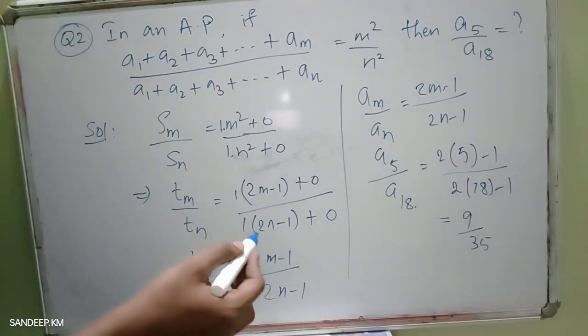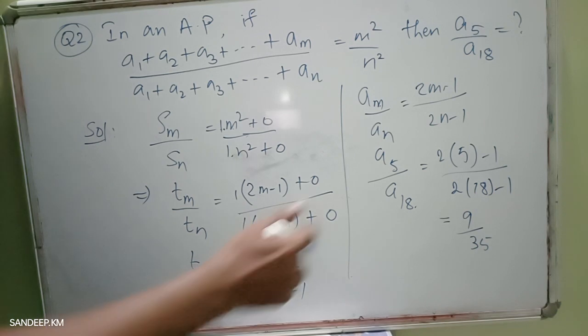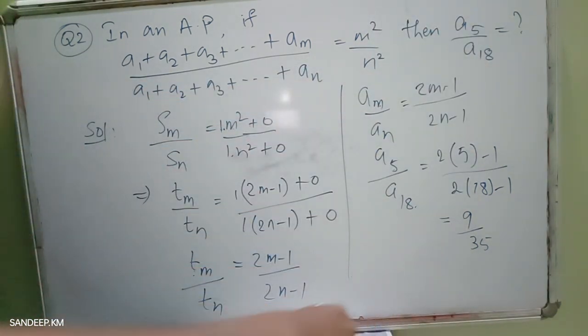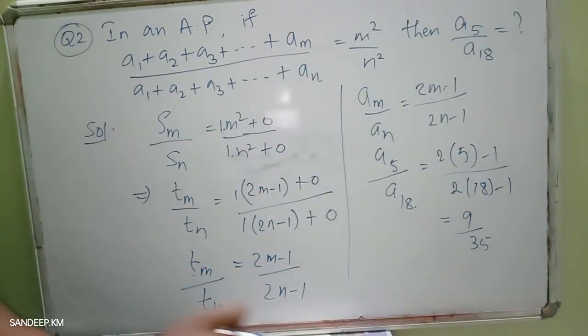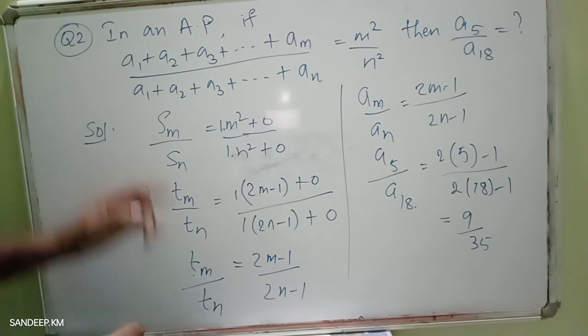The required answer is what? 9 divided by 35. The answer is 9 by 35. We'll go for the third model now. And before going to the third model, one small thing, if you observe the question, just think once.